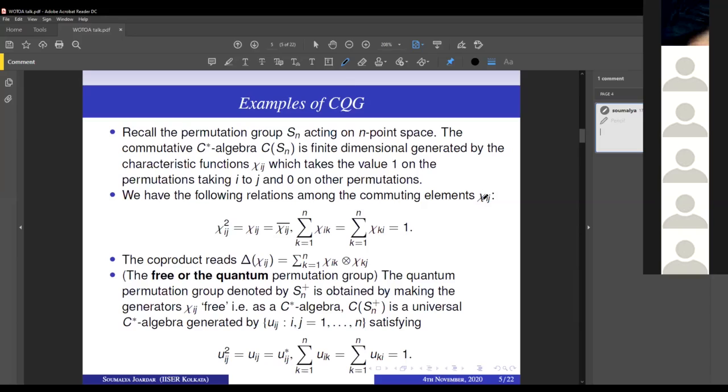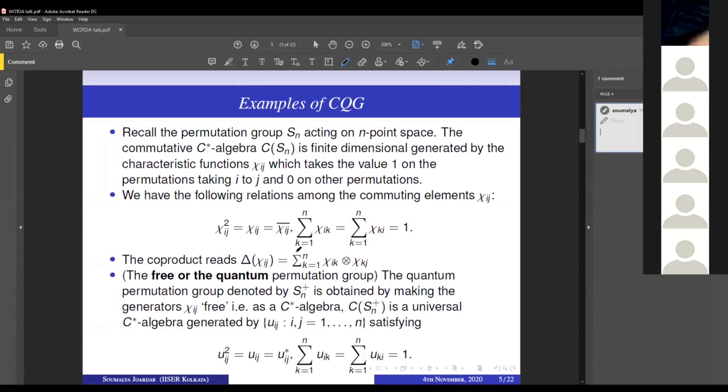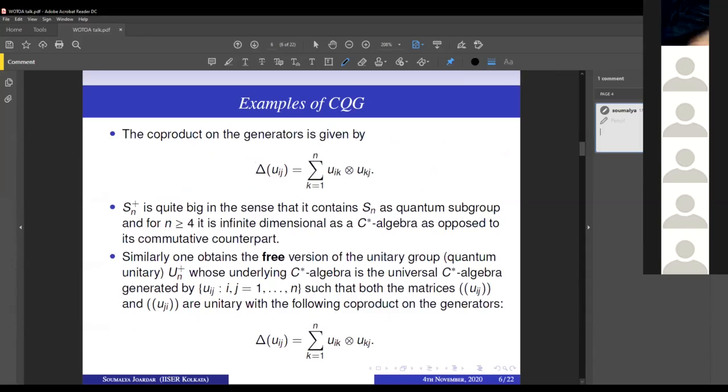First of all, algebraically free, then we quotient by the ideal generated by these relations. So this is the underlying C*-algebra. Once we have this underlying C*-algebra, one can define the coproduct on the generators by this formula. Of course, one has to check that this is well defined. Again, see the similarity with the previous coproduct delta chi_ij. This is called the quantum permutation group, the non-commutative analog of the permutation group. And this doesn't arise from a group, of course, because this is non-commutative as a C*-algebra.